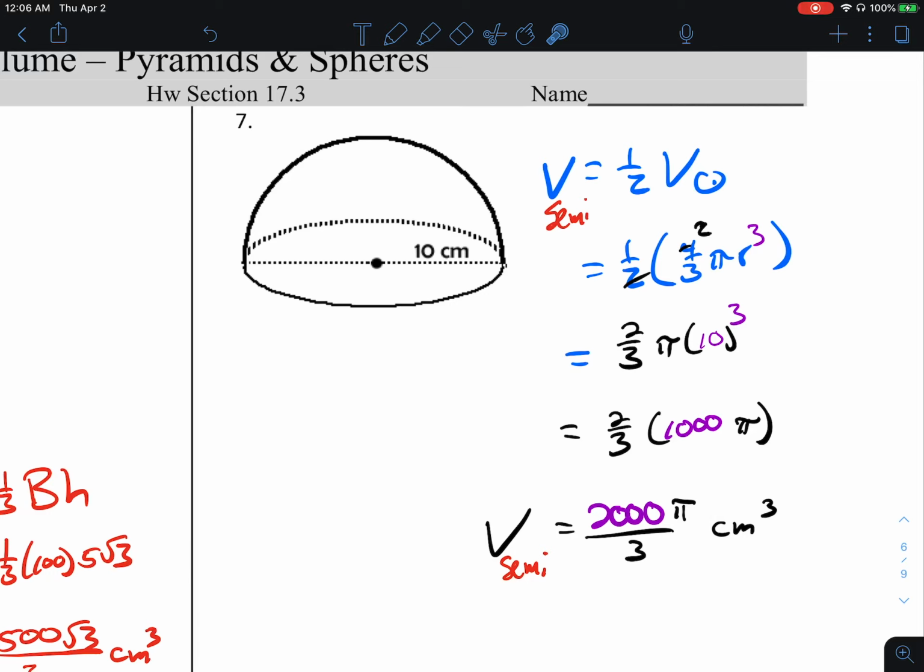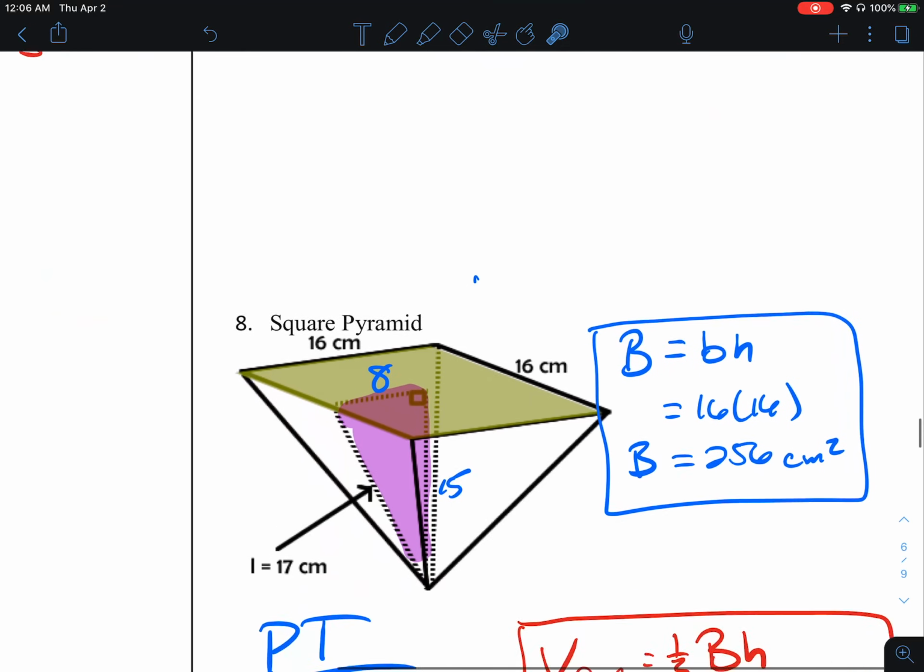So a half, you can divide 2 into this, it goes 1 time. You can divide 2 into 4, it goes 2 times. So now we have 2/3 times pi times the radius cubed, not squared. 10 cubed is 1,000. 2 times 1,000 is 2,000. 3 doesn't go into it evenly, so we just leave it like this with the pi there in the cubic centimeters.